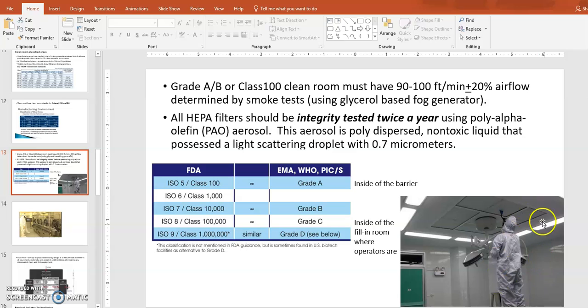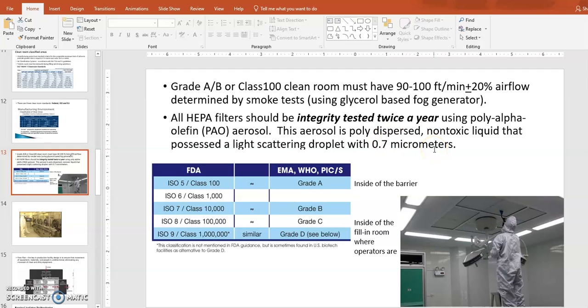So this picture shows you how you test it. The aerosol makes kind of a droplet, a large droplet, 0.7 micron size. So if that aerosol is coming through your HEPA filter, then there's a problem, because it should not. All this aerosol should be trapped because it's large enough to be trapped, right? So that's how you validate your HEPA filter. That should take place at least twice a year.